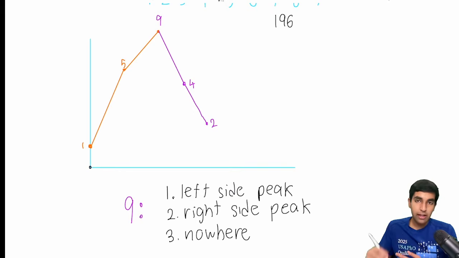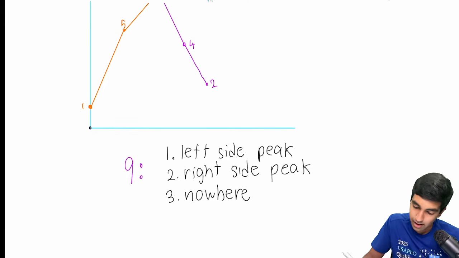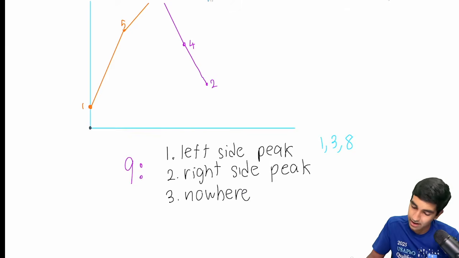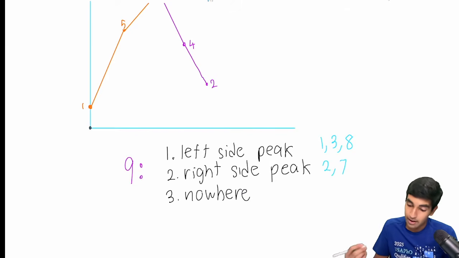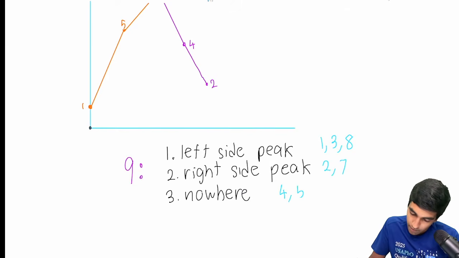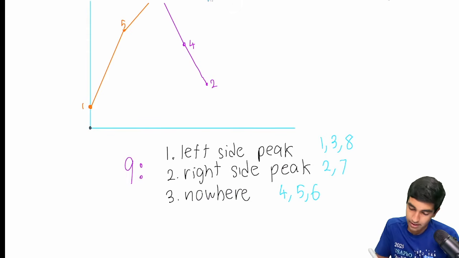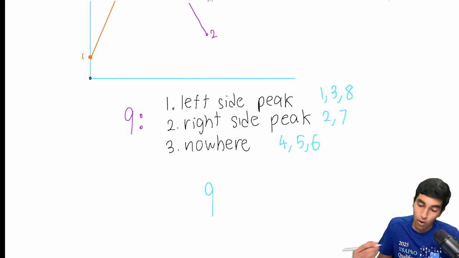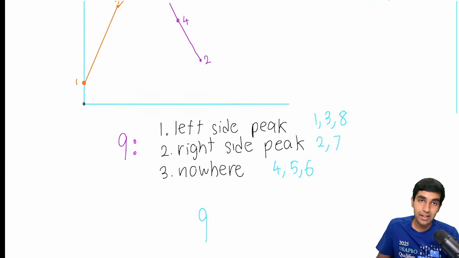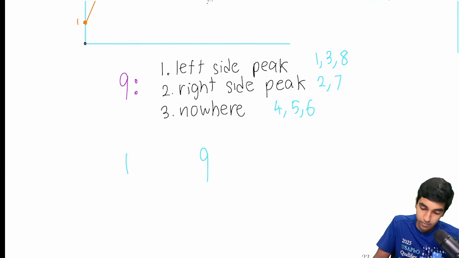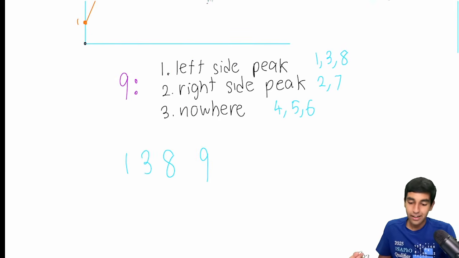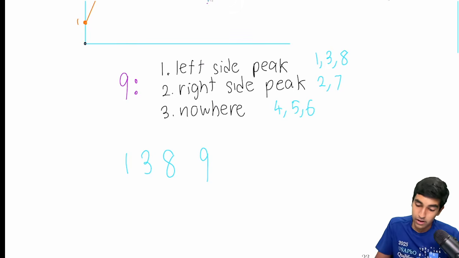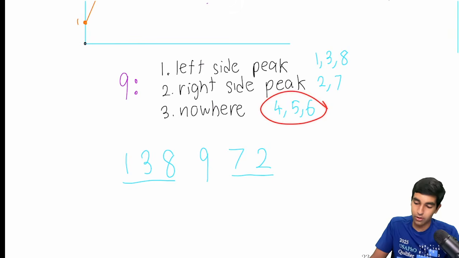So imagine we place every number in these buckets. Let's say we place 1, 3, and 8 in the left side. Let's say 2, 7 on the right side. And let's say the remaining numbers, 4, 5, and 6, that's everything from 1 to 8, are nowhere. So what would that look like? 9, and 1, 3, 8 on the left side. And we know that the numbers on the left side have to be increasing. So 1, 3, and 8, like that. Right side of the peak, we know they have to be decreasing. So we have that. And nowhere, well, we just ignore these numbers.